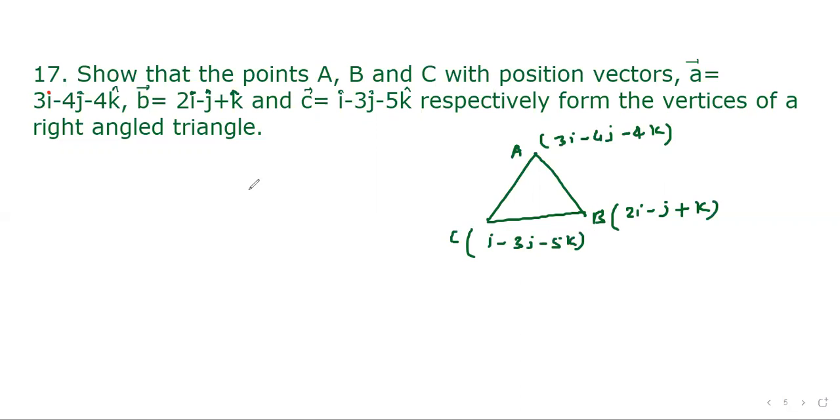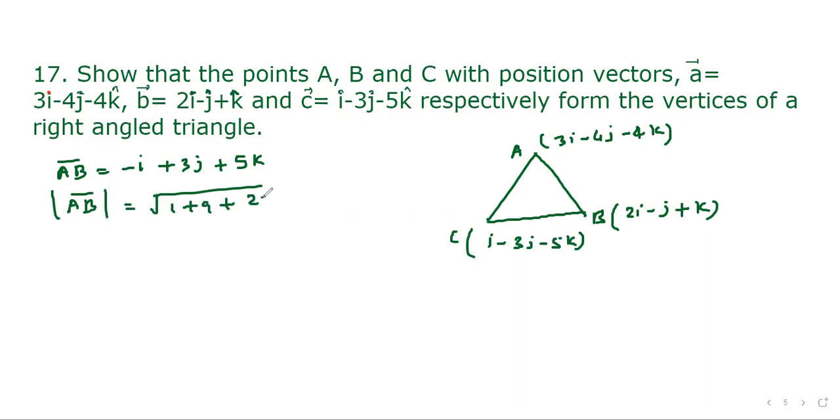Now here we have to find vector AB. So AB will be the difference of the two. So 2i minus 3i, that is minus i, and then minus j plus 4j, so this will give 3j, and then k plus 4k will give 5k. We find modulus AB, so that will be equal to root of 1 plus 9 plus 25, that is root 35.